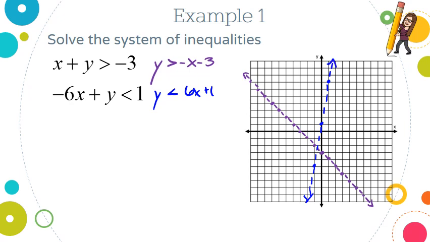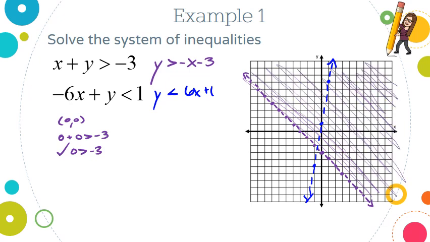So let's start off with determining our shading. So first of all, our purple line, 0, 0 would make a good test point there. If I plug it into the original, 0 plus 0 is greater than -3, 0 is greater than -3, true statement. So I'm going to lightly shade on the 0, 0 side of my purple line.